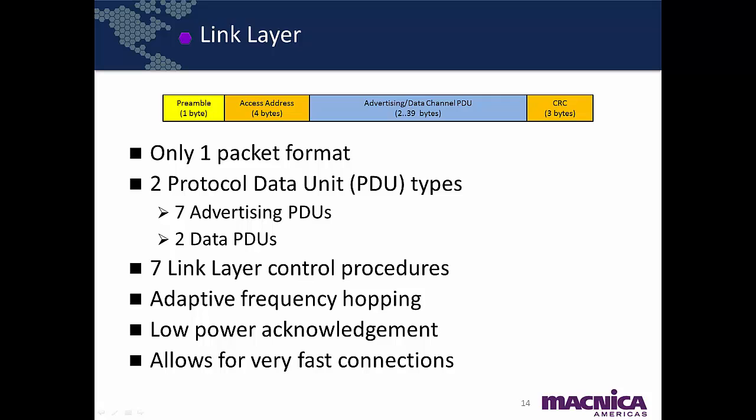The data unit, referred to as a PDU, can be one of 7 advertising PDUs, or only one of 2 data PDUs. The link layer is responsible for coordinating the adaptive frequency hopping as dictated by a master. By keeping the packet complexity and control procedures to a minimum, a very fast connection time of less than 3 milliseconds can be achieved.